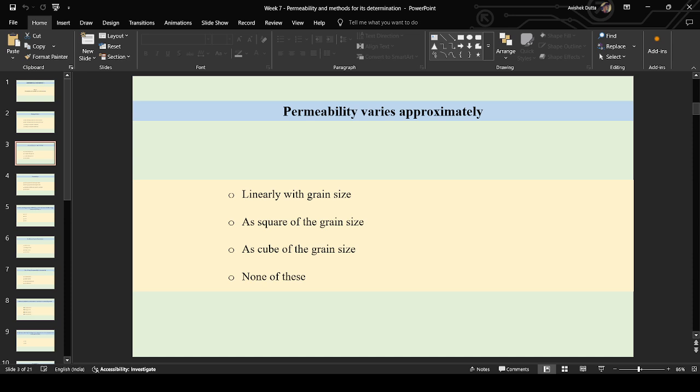I repeat, permeability varies approximately. First option linearly with grain size. Second option as square of the grain size. Third option as cube of the grain size. And last option none of these. Okay, I hope the question was clear. Next question.